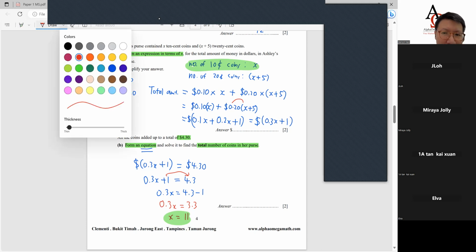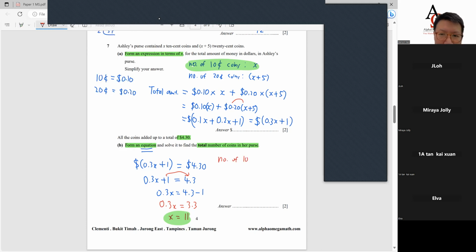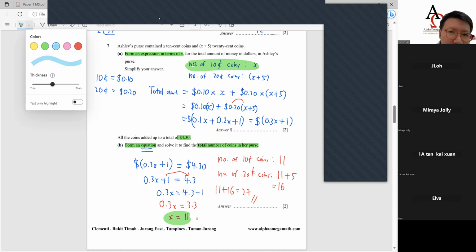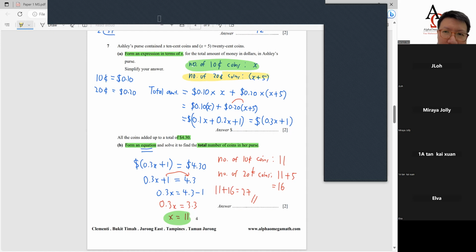So now we can write it this way. Number of 10-cent coins is 11. So the number of 20-cent coins is going to be 11 plus 5, which is 16. So final answer, add together, you should get 27 coins in the purse. Now, where did I get the plus 5 from? From here. X plus 5. That's why here is 11 plus 5, because X is 11.